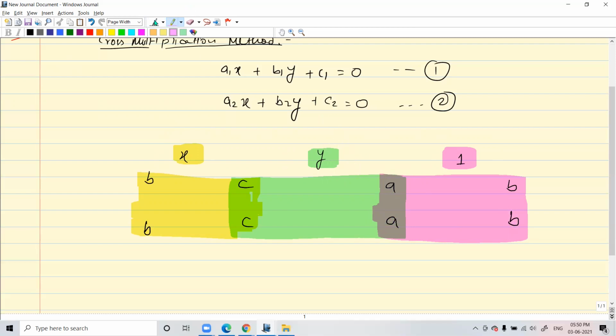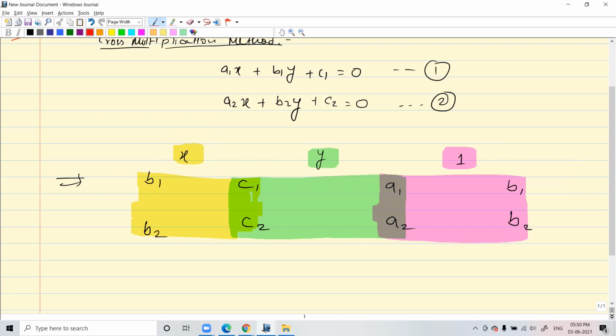And then you just write 1 and 2. In the upper one, just write B1, C1, A1, and B1. The lower one, you write B2, C2, A2, B2. Everyone is with me up to this step? Yes, sir.